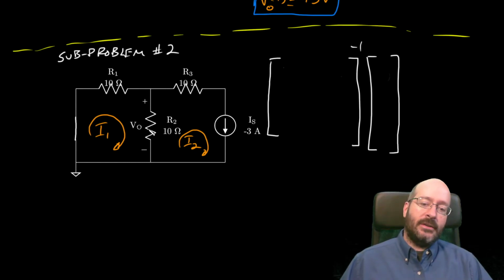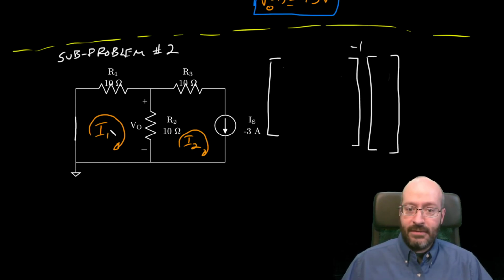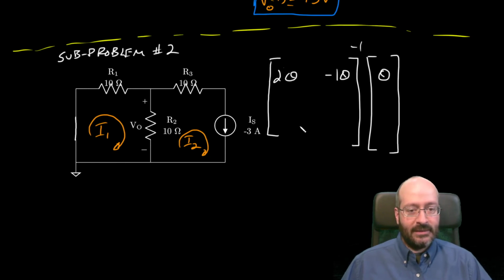Okay, what does I1 touch for the KVL around I1? That's going to be 20. What does it share with I2? Negative 10. And there are no voltage supplies on that side.